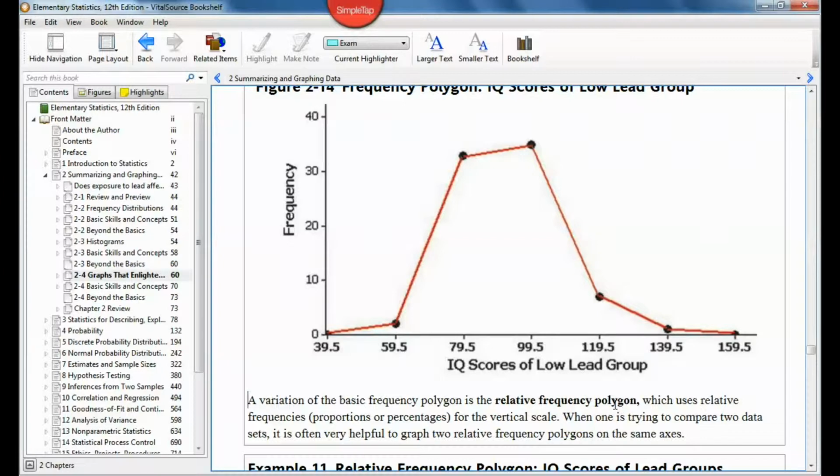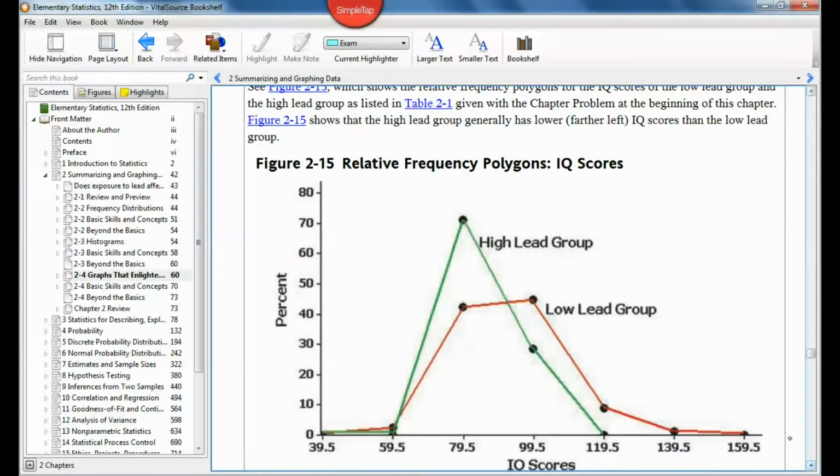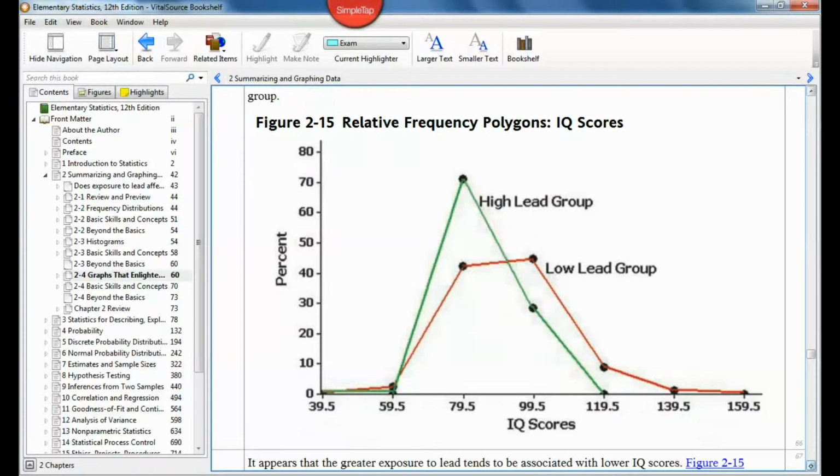Relative frequency polygon, just like a relative frequency distribution that we went over, you would have percentages. So you'd use proportions or percentages in that. Here's one here. So you have the percentage over to the side instead of the actual frequency. But it's still a frequency polygon.